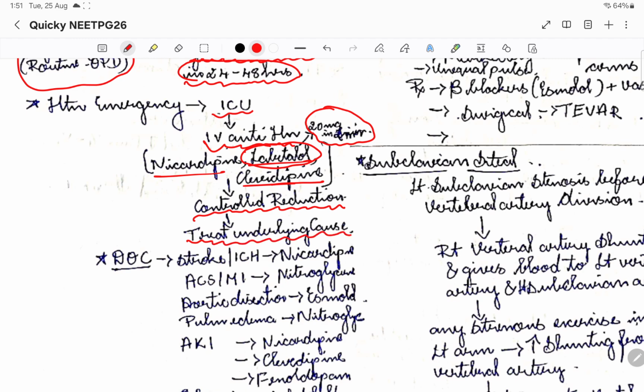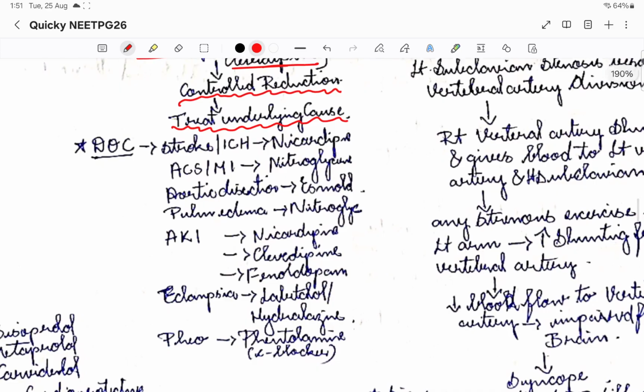Suppose it is the renal artery stenosis that is causing the hypertensive emergency, so we'll go and try to treat that particular cause. And if it is the stroke that is causing the hypertensive emergency, we'll go and treat the stroke, so that finally the hypertensive emergency can be managed, right? So that is the thing. So these are the drugs of choice.